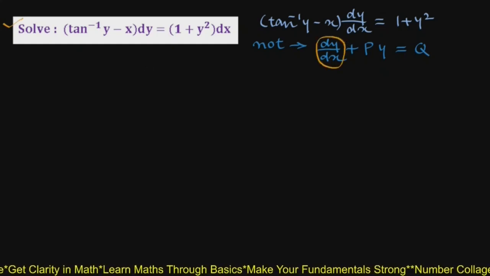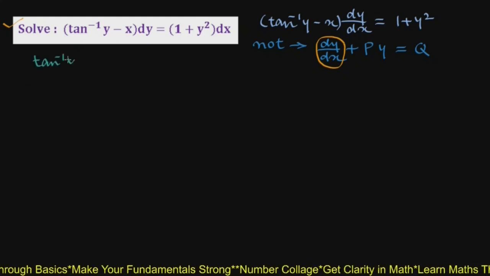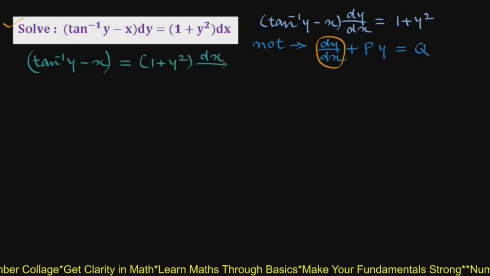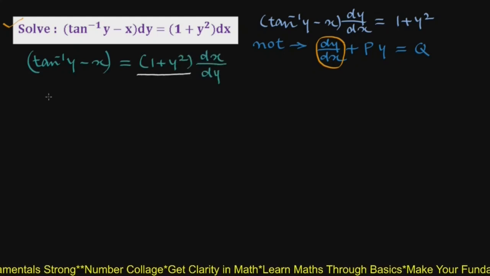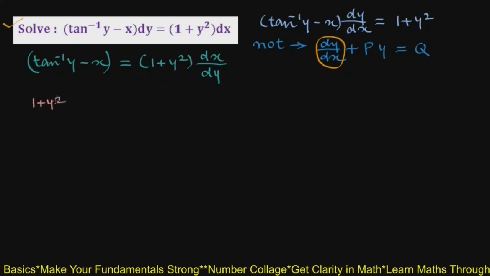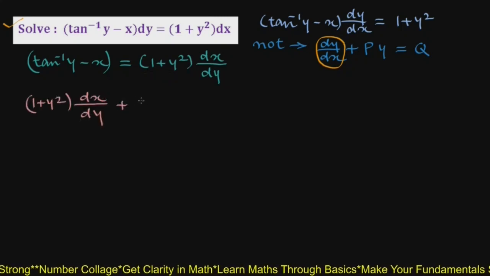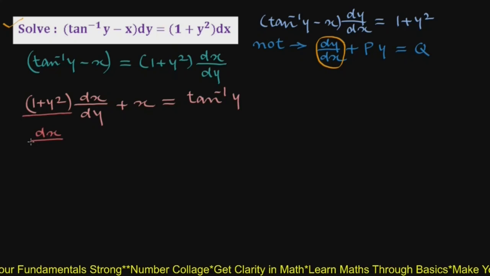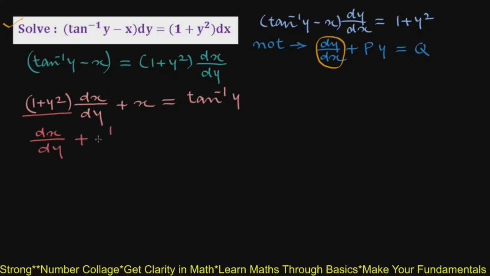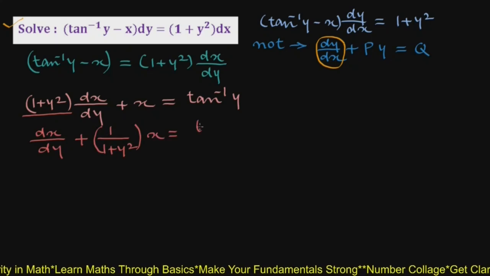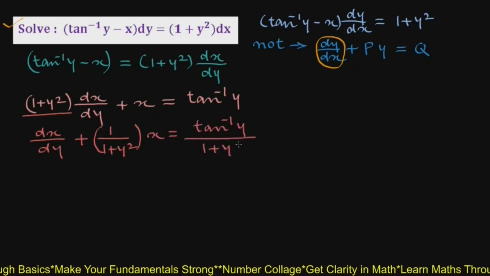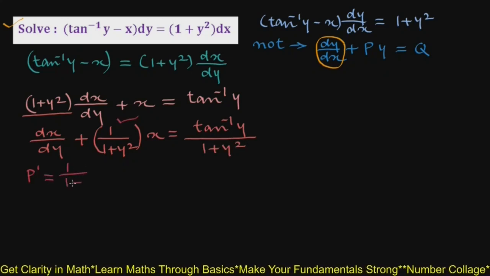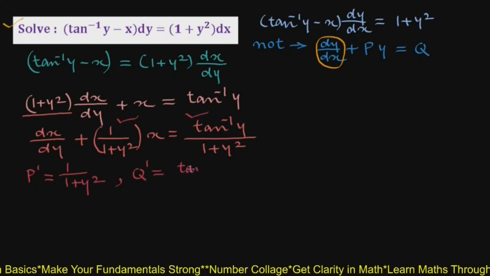If we divide throughout by dx, then the equation will be tan inverse y minus x equals 1 plus y squared dx upon dy. Dividing throughout by 1 plus y square, this will be 1 plus y square dx by dy plus x equals tan inverse y. Now dividing throughout by 1 plus y square, dx upon dy plus 1 upon 1 plus y square into x equals tan inverse y upon 1 plus y square. Here p dash is this 1 upon 1 plus y square and q dash this tan inverse y upon 1 plus y square.